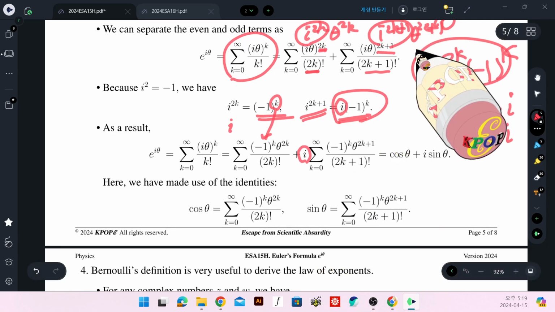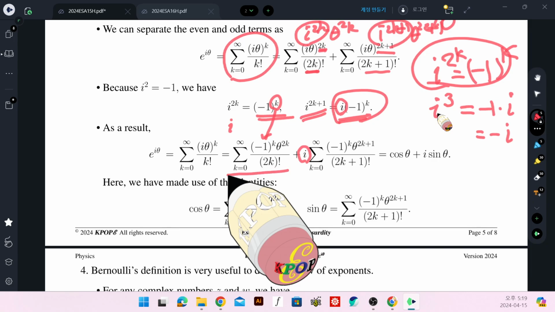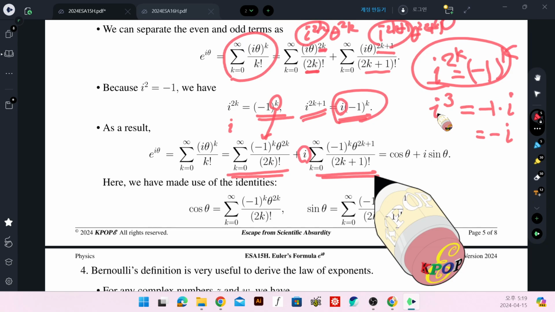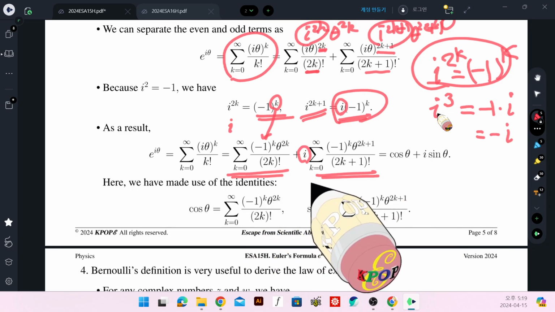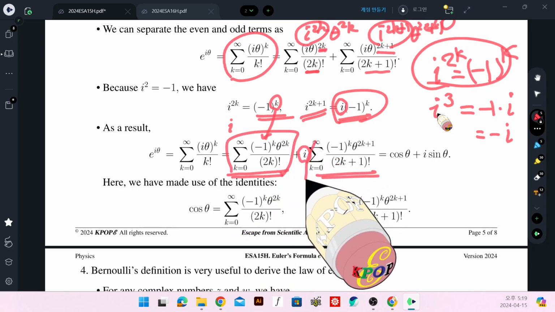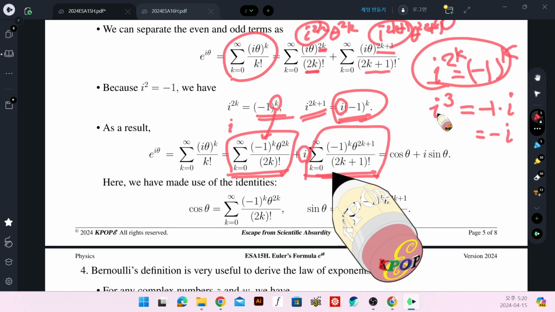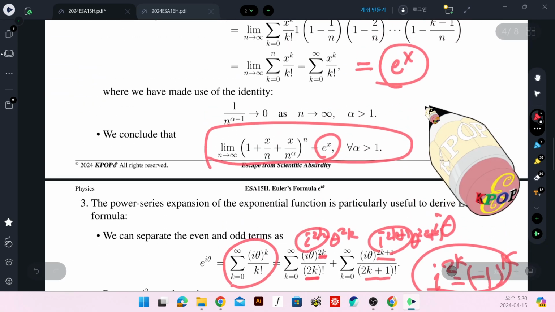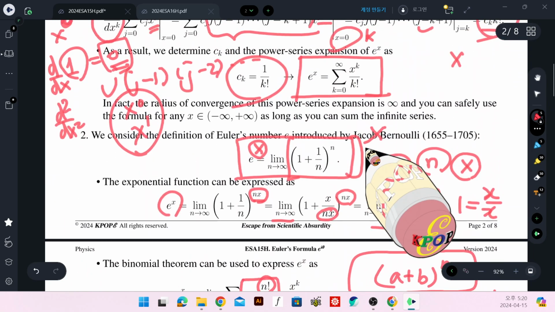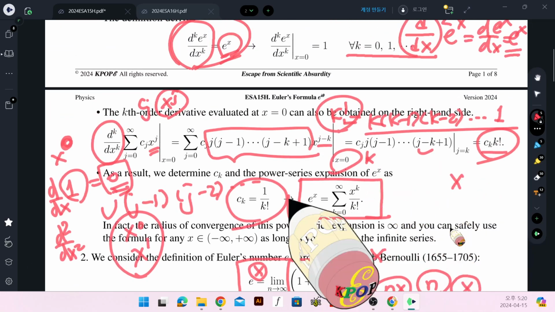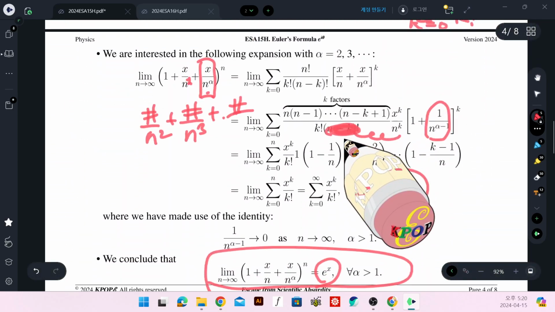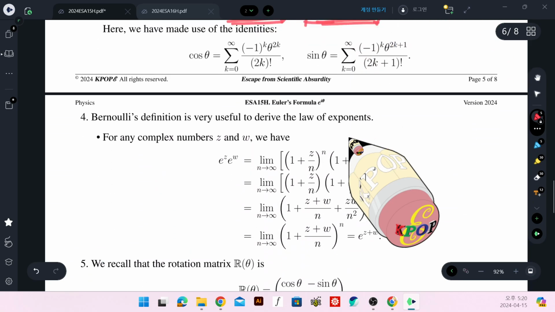Finally, we collect all of them, so that we can sum these two. We have made use of identities. The identity shows this is cosine and this is sine. A similar method that we have made use of to find the power series expansion for the exponential function can be used to find the power series expansion of cosine and sine.